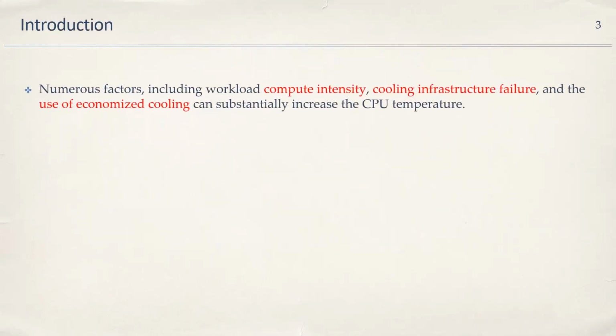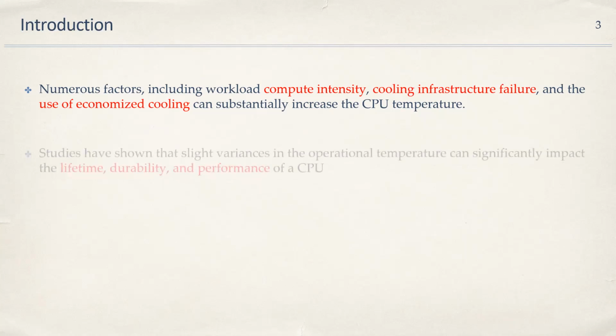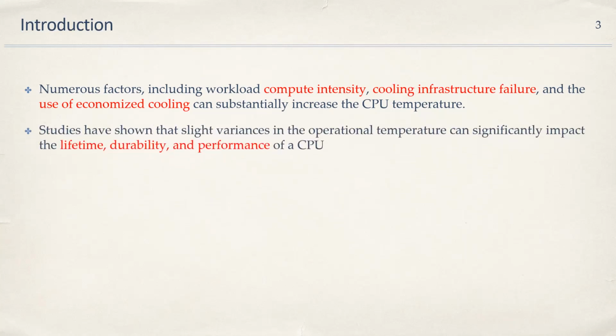There are many factors which can cause a CPU to overheat, including computational activity from workloads, cooling infrastructure failure, or usage of some economized cooling techniques. They can increase the CPU temperature. Is it okay to just ignore these factors?